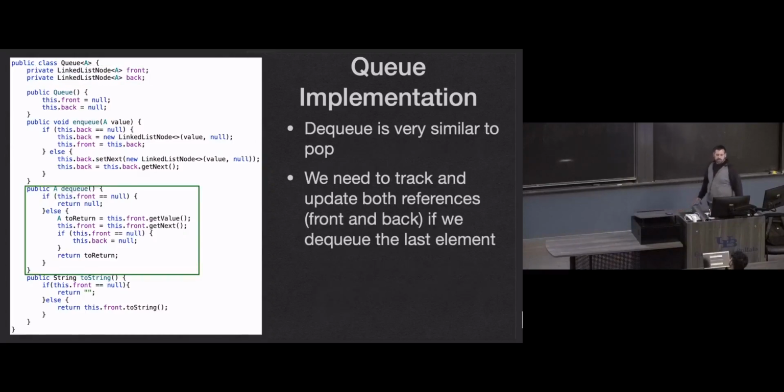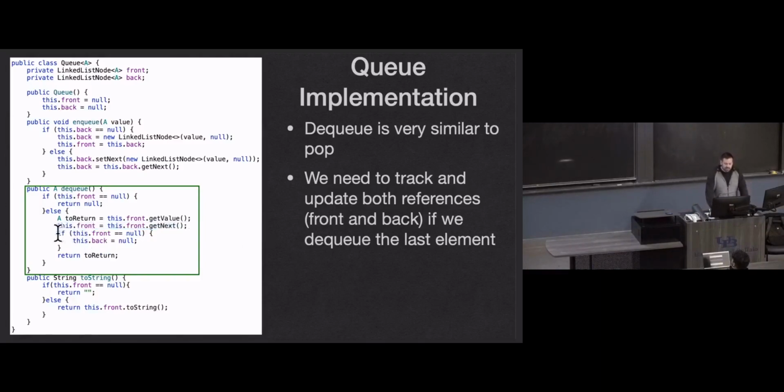To dequeue, same thing as with a stack, except we have extra bookkeeping. So first, if the queue is empty, we're going to return null. And if the queue is not empty, we're going to go to the front of the queue, get the value so we can return it. And we're going to update front to refer to the second element in the linked list instead of the first element in the linked list. So far, everything's the same as a stack.